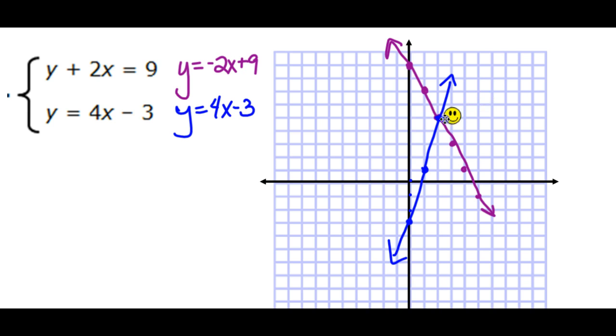I happen to see that there's my point of intersection right there, which is at (2, 5). If I take the coordinates (2, 5), substitute those in, put a 2 here and a 2 here, put the 5 here and put the 5 here, both of those should work. And that's it.